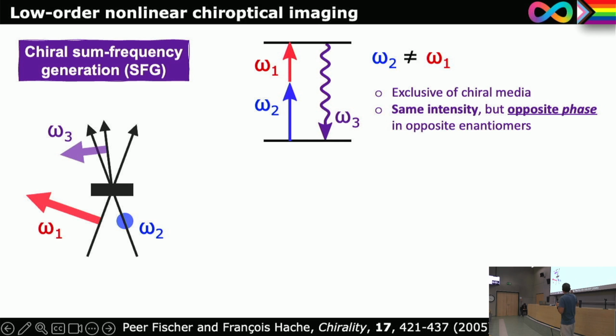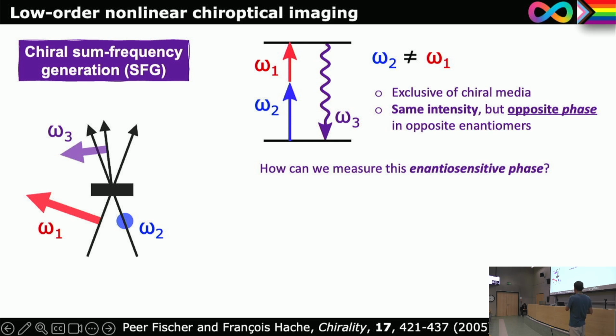Because of symmetry, this process is allowed only if the two frequencies are different. It can be very strong if we are close to resonance, and if it is emitted from the bulk, it is only symmetry allowed if the medium is chiral. This is great because then you have nonlinear emission driven by pure electric dipole interactions that is exclusive to chiral media. The issue is that the intensity that opposite enantiomers emit is the same. The chirality is encoded in the phase of this signal.